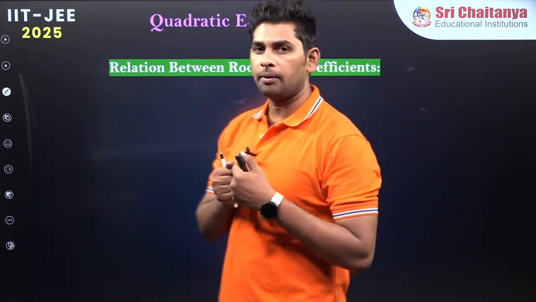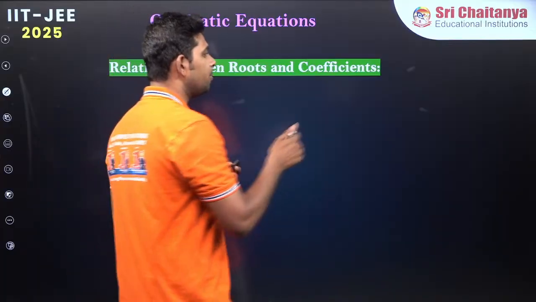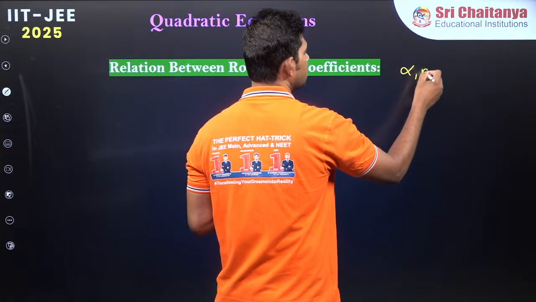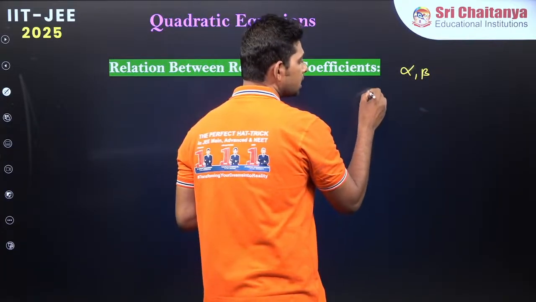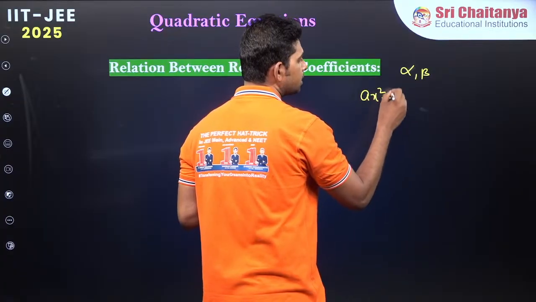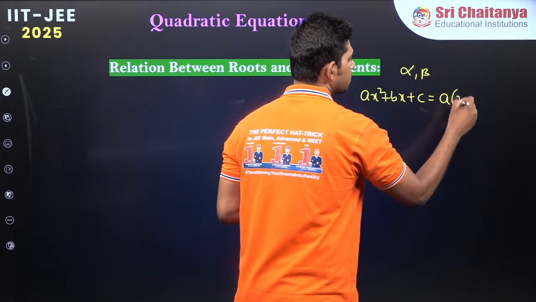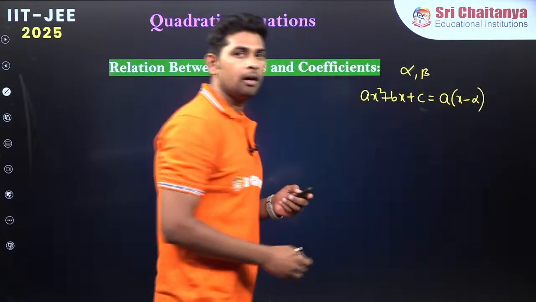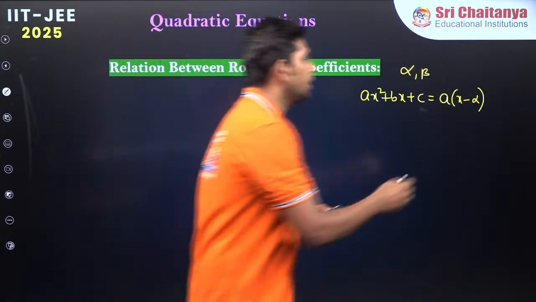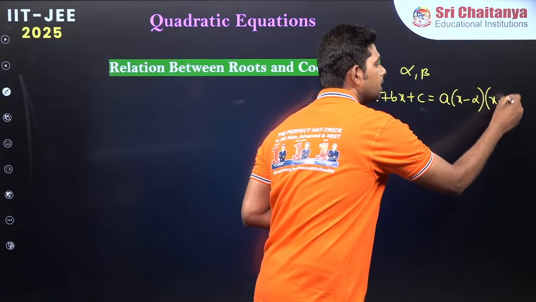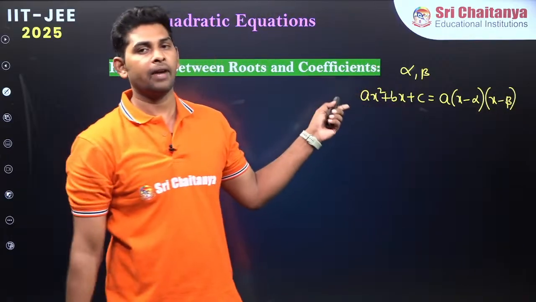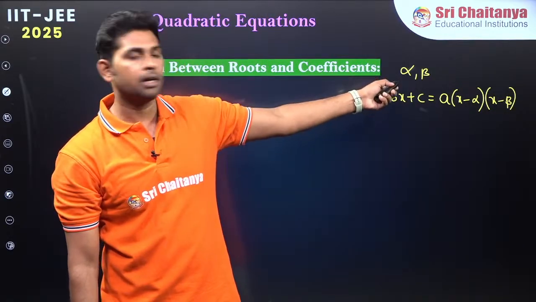So the next we are having the relation between roots and coefficients. For that we know that alpha, beta, if I consider two roots here, then the equation ax square plus bx plus c can be factorized into factors like this. We are writing x minus alpha is one factor if alpha is the root, and obviously x minus beta is also another factor if beta is also a root.